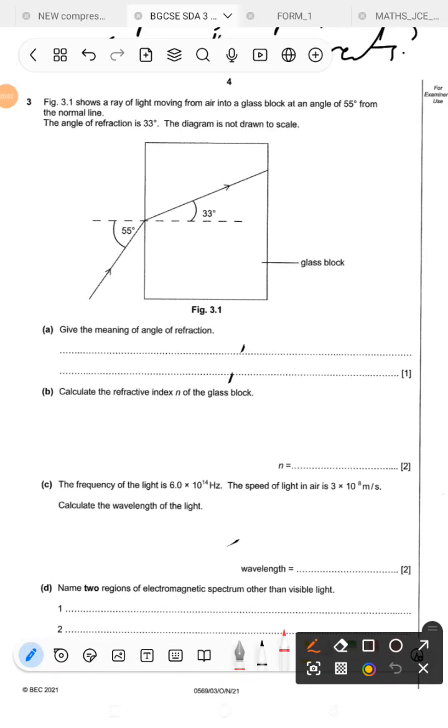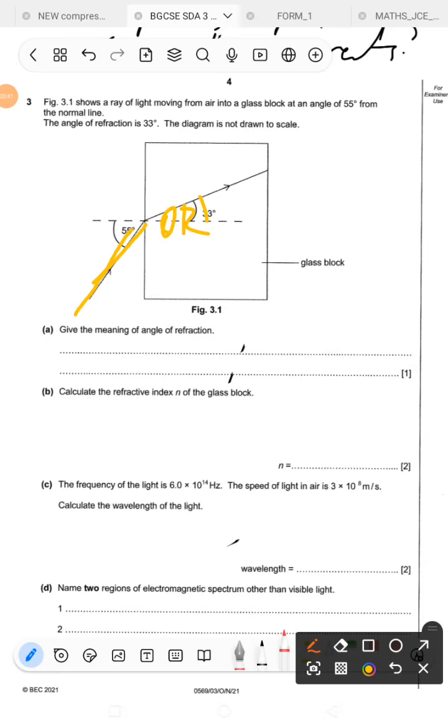So the angle of refraction is simply the curvature formed away from the normal by a light ray as it enters a medium of different refractive index. Now you see that this is the incident ray, and then this is our angle of refraction.